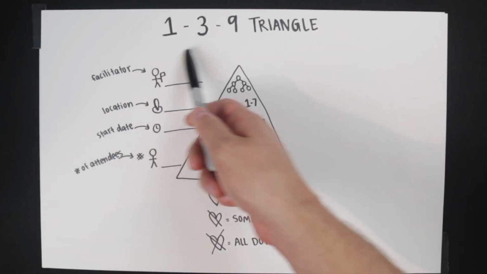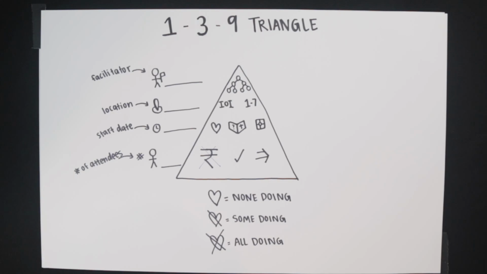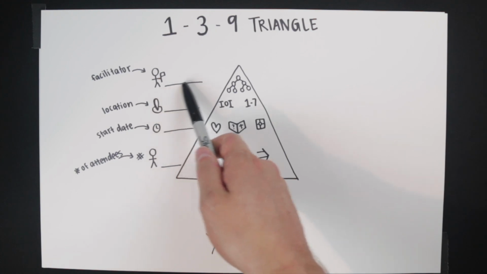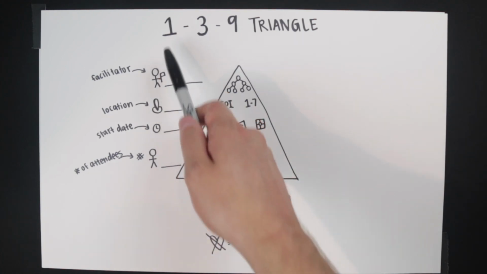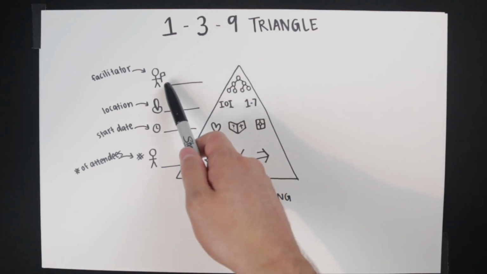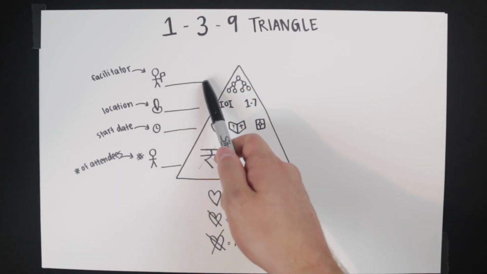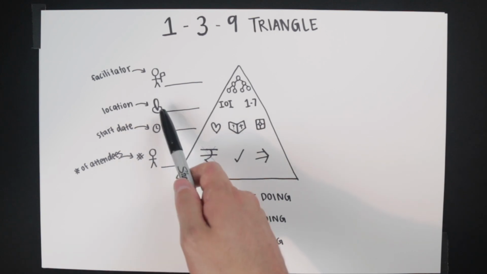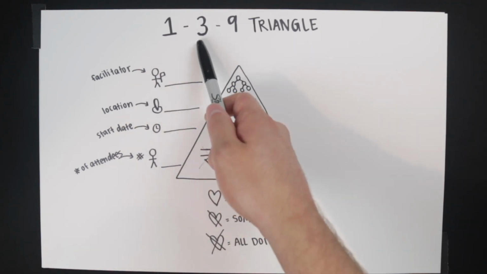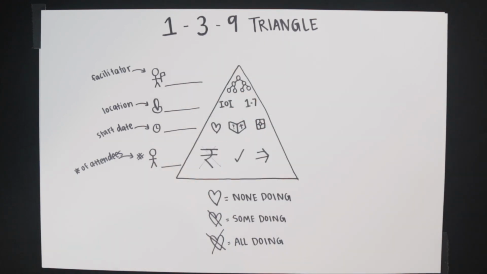The 139 triangle is very similar to the church circle and can be used to create a leadership map or leadership generational map. You'll see here that first you put the facilitator's name. So this is the one who is facilitating the growth of the three. Whoever's facilitating that growth, you put their name, then you put the location that they meet in. Usually it's in the one's living room or in one of the three's living room.